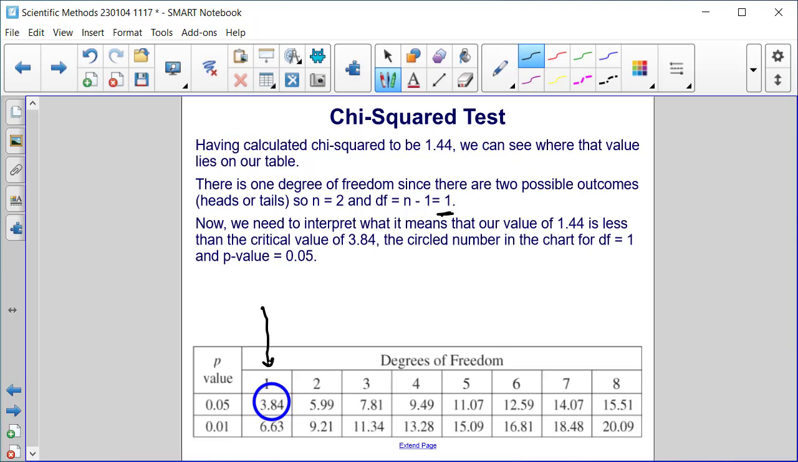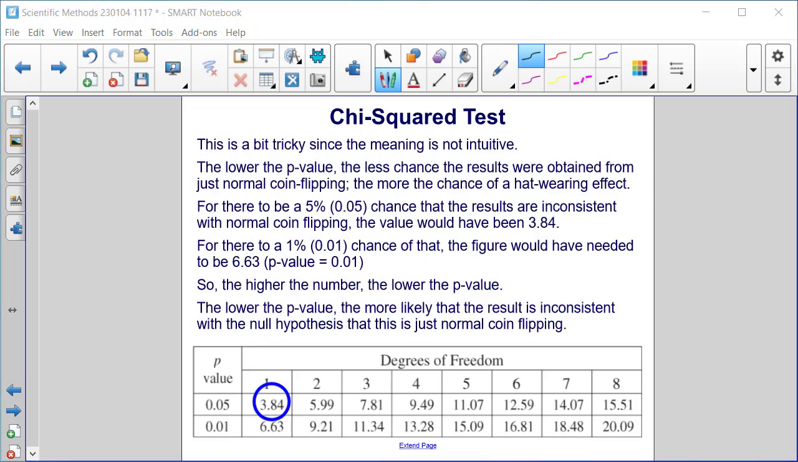Now we need to interpret what it means that our value of 1.44 is less than the critical value of 3.84, the circled number in the chart for 1 degree of freedom and a p-value of 0.05. So what does it mean that our critical value is 3.84 and that our value for chi-squared is 1.44, which is less than that critical value? This is a bit tricky since the meaning is not intuitive.